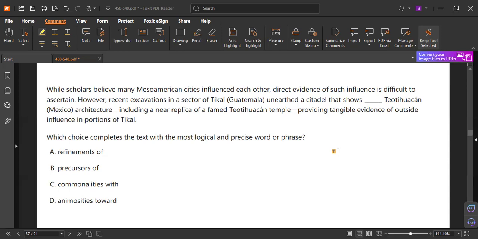Is it B? Cursors? I don't think so because it means features. Let's see what that shows. Recent excavations in the sector of the unearthed citadel shows Mexican architecture providing tangible evidence of outside influence in portions of Texas. So this means it shows features or similarities between them.